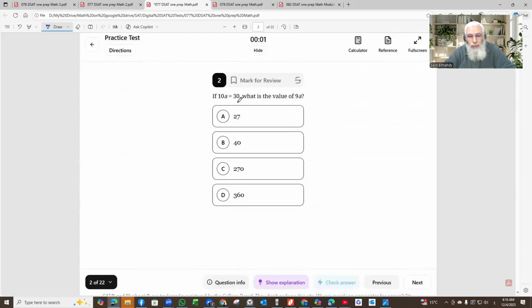If 10a equals 30, what is the value of 9a? 10a equals 30. We divide by 10, divide by 10. A is equal to 3. Now he needs 9a. 9a means 9 times 3, which is 27. So the answer is 27.